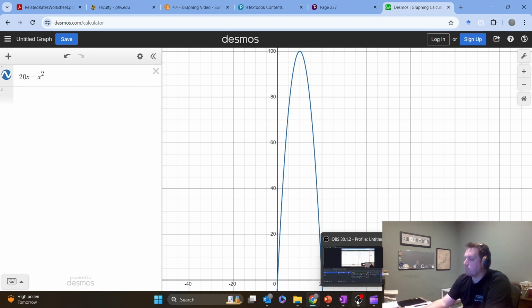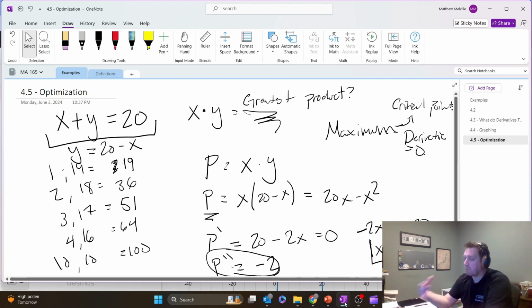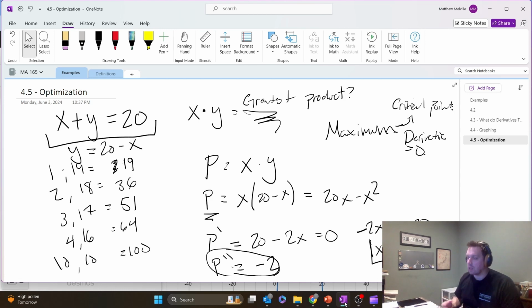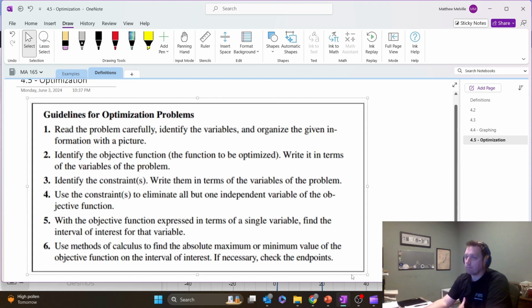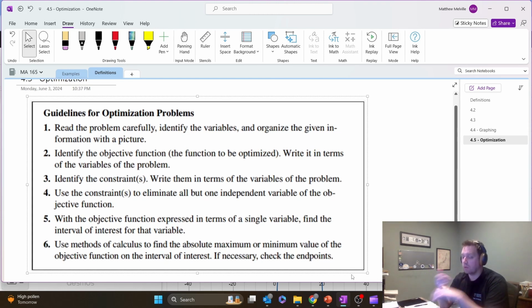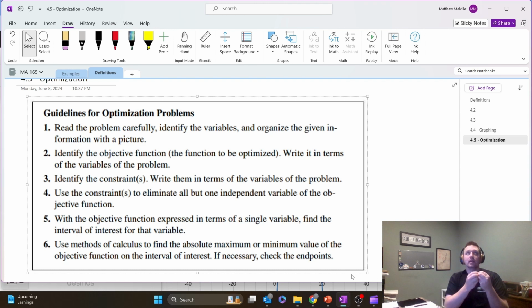So the optimization problems that you're going to be doing are going to be very similar to something like this, but it's going to have more of a contextual basis. When you solve these, make sure you read the problem, identify the variables, and organize the given information with a picture, just like related rates. Honestly, you should organize everything you have and figure out what to do with it, just like related rates. And we're spending so much time on related rates because it's going to help us with the optimization stuff later on. You want to identify what we are even trying to do.